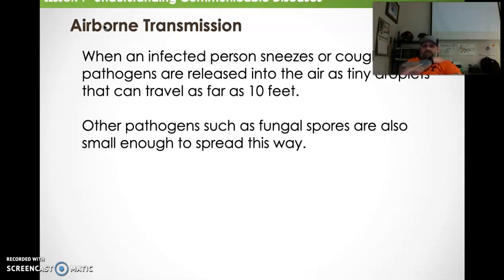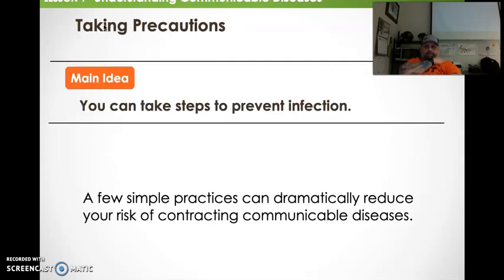Okay, other pathogens such as fungal spores are also small enough to spread that way. We talk about different things, whether it be a mold of some sort, and those spores get into the air. You can breathe that in, and people can get sick.